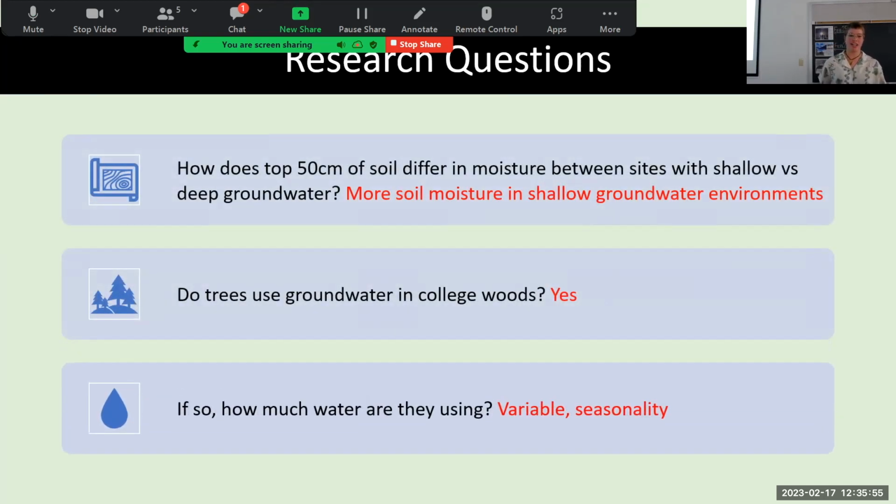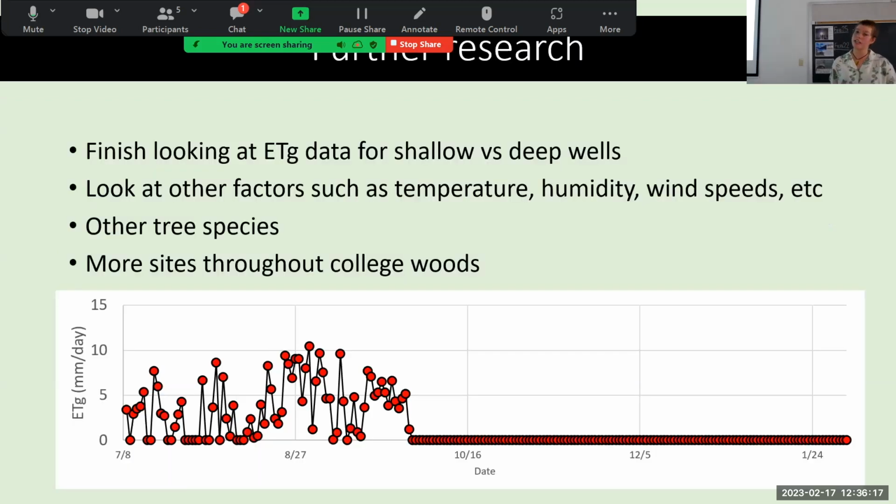So just to summarize, how does the top 50 centimeters of soil differ in moisture between sites with shallow versus deep groundwater? There is more soil moisture in shallow groundwater environments, and are trees taking advantage of this? Yes, they are, but how much are they? Depends. And we're going to finish looking at this data for the other wells, because right now we just have this for one well.